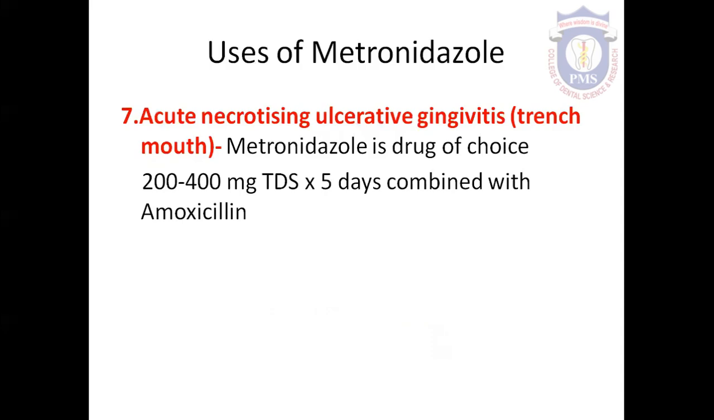Metronidazole is the drug of choice in acute necrotizing ulcerative gingivitis or trench mouth, which is a condition caused by anaerobic bacteria like Fusobacterium and Streptococci and spirochetes. So metronidazole can kill this Fusobacteria and spirochete complex, thus reduce the symptoms caused by trench mouth. Usual dosage is 200 to 400 milligram 3 times daily for 5 days, and it is usually combined with amoxicillin.